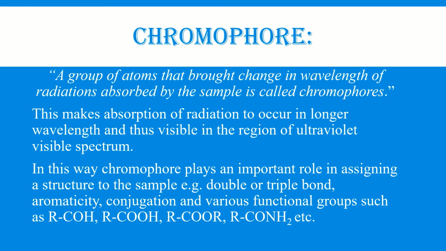A group of atoms that causes a change in the wavelength of radiation absorbed by the sample is called a chromophore. This makes absorption of radiation occur at longer wavelength and thus become visible in the ultraviolet and visible spectrum. In this way, the chromophore plays an important role in assigning a structure to the sample. Examples are double and triple bonds, aromatic conjugation, and various functional groups such as RCOH, RCOOH, RCOOR, and the amine group. Auxochromes.